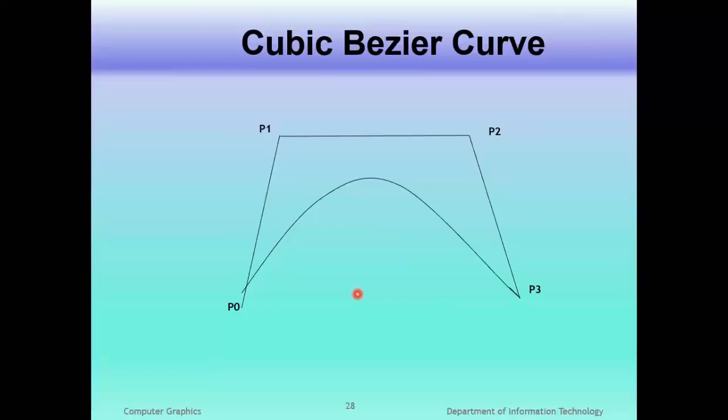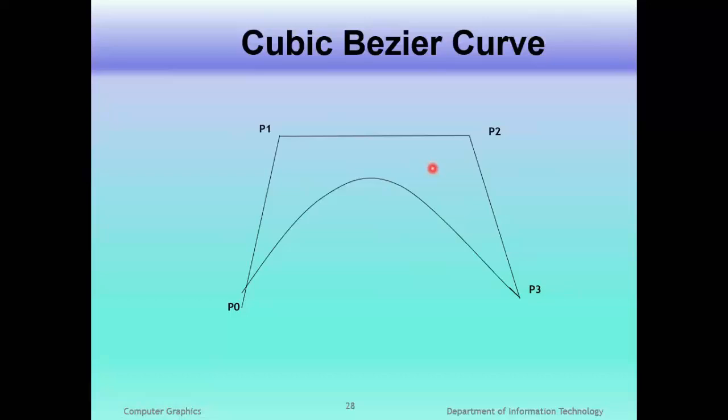Let's see example given here in this figure. 4 points P0, P1, P2 and P3 in the plane or in three-dimensional space define a cubic Bezier curve. The curve starts at P0 going toward P1 and arrives at P3 coming from the direction of P2.